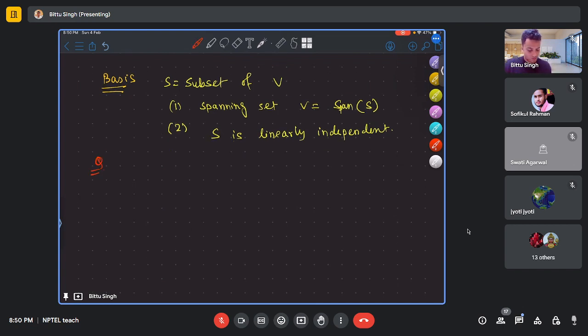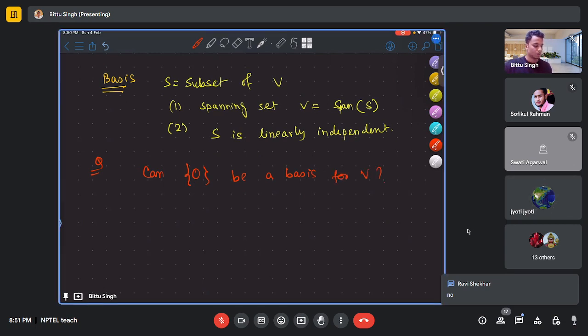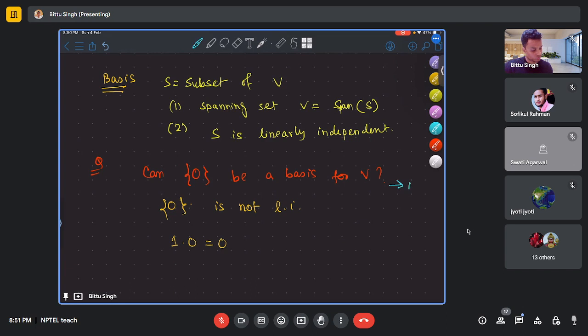So the question: can 0 be a basis? No, sir. Zero is not linearly independent. Yes, you are right. 0 is not linearly independent, since 1 times 0 is the same as 0. So the answer is no.